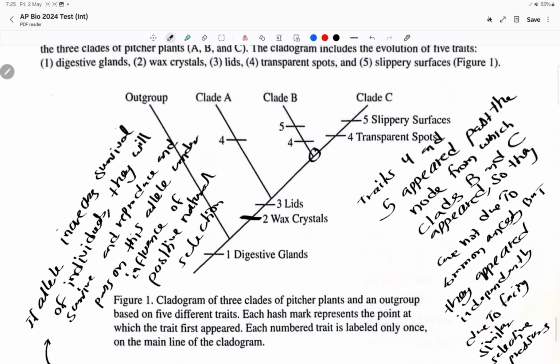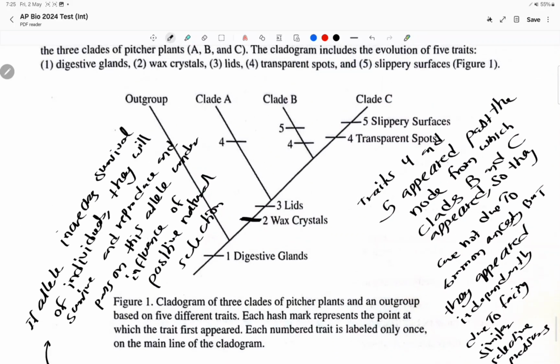So you should put the X here on clade B, because clade B lost them. X means they lost those wax crystals. Okay.